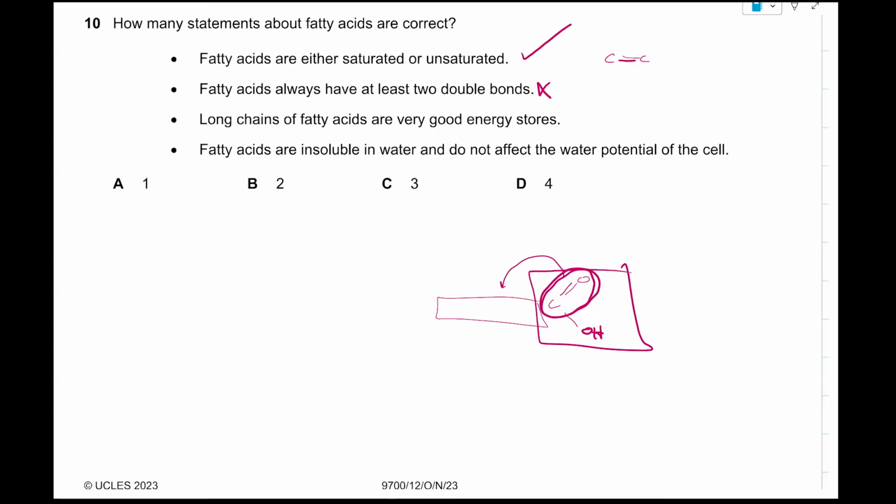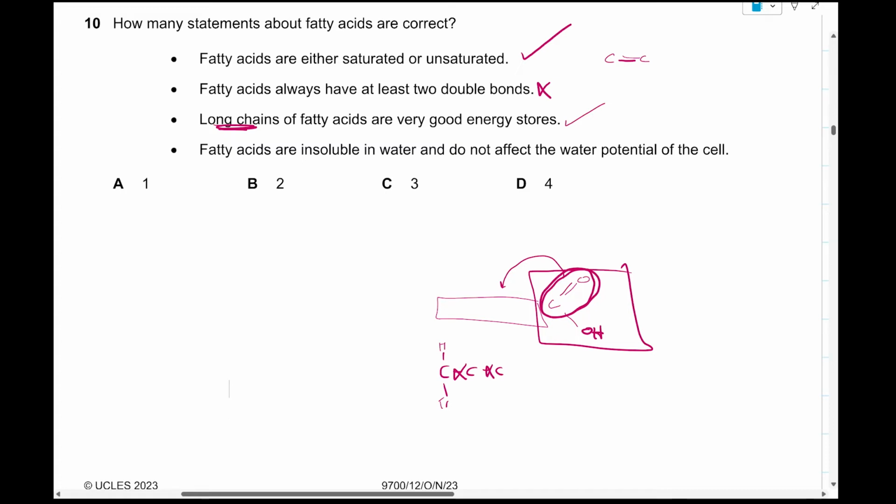Now, for 3, long chains of fatty acids are very good energy stores. So, let's assume that a fatty acid had a very long hydrocarbon chain. Breaking these bonds releases energy. So the more bonds broken, the more energy released. Therefore, longer chains of fatty acids are better energy stores than the shorter ones.